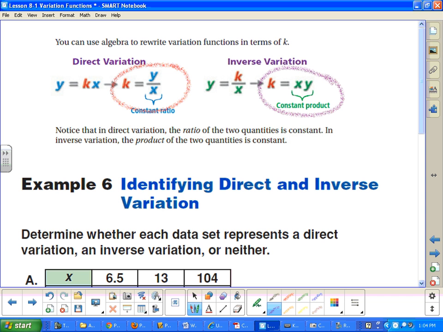So if you have a set of data and you're trying to decide whether it's inverse variation or direct variation, you have the option. You can first divide y and x, see if they're all the same, or multiply y and x and see if they're all the same.